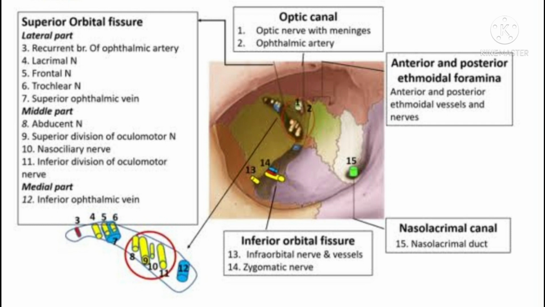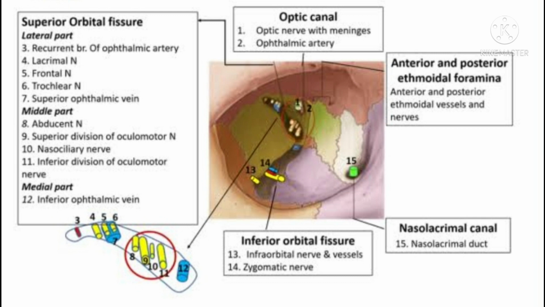The lateral part contains recurrent branch of ophthalmic artery, lacrimal nerve, frontal nerve represented by 5, 6 represents trochlear nerve, 7 represents superior ophthalmic vein. The middle part contains 8, 9, 10, 9, 11.